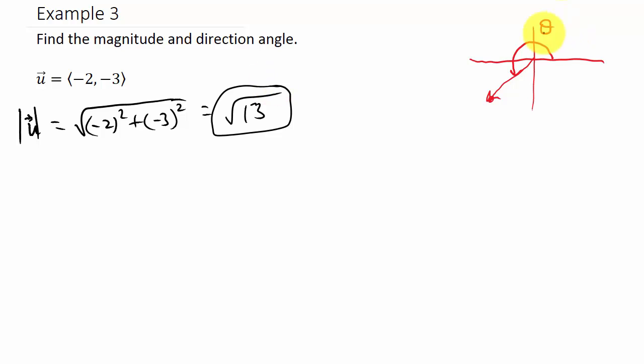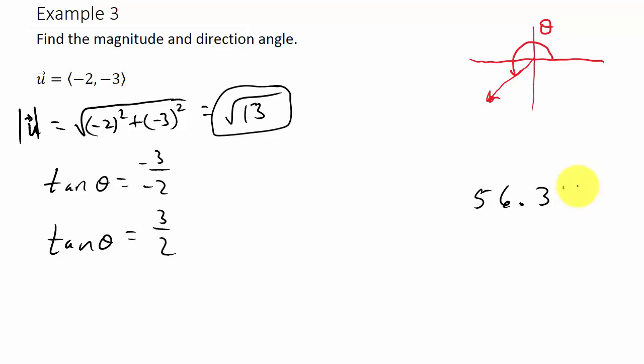Now let's find the direction angle, theta. Okay, so remember we use tangent theta is b over a, so that's -3 over -2. So tangent theta is positive 3/2. Okay, so look at this. If I do the inverse tangent of 3/2, I get 56.31 degrees if I round it to 2 decimals. Okay, that's not that angle. You see that? So that's why you always want to graph it.